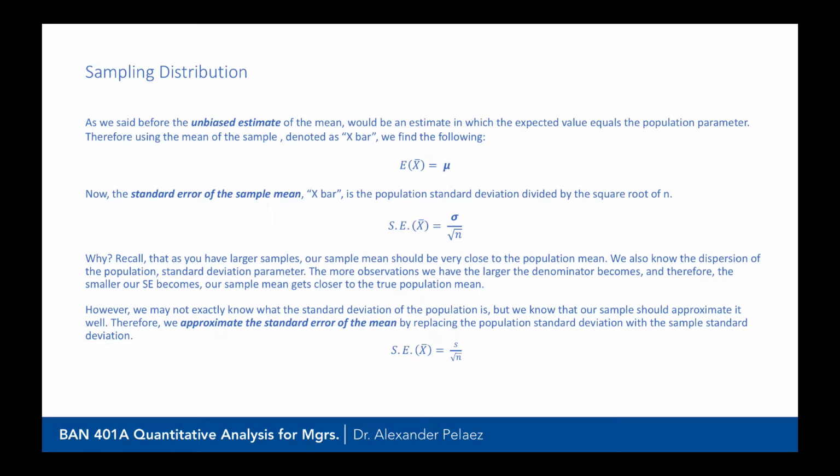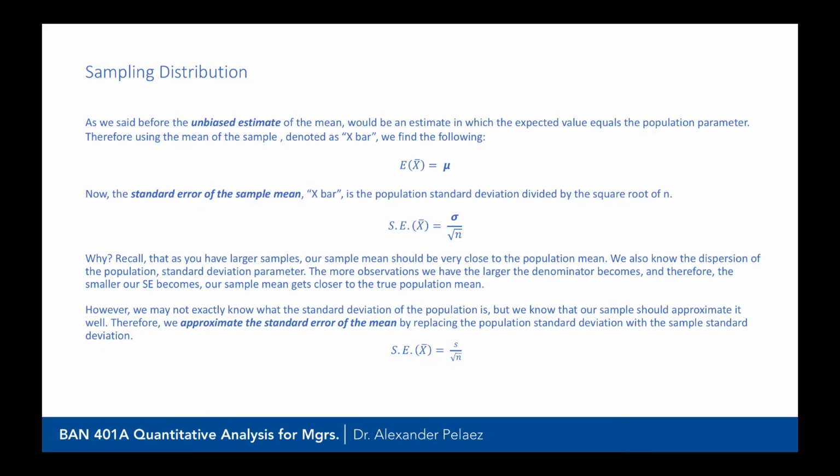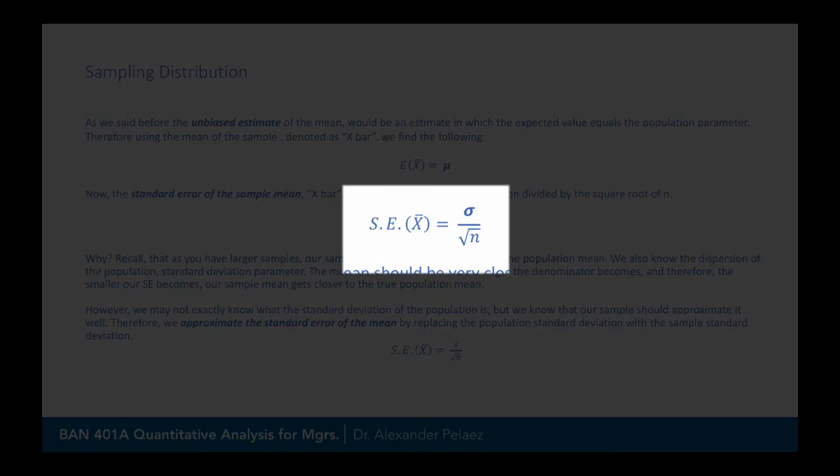As we said before, an unbiased estimate of the mean would be an estimate in which the expected value equals the population parameter. Therefore, using the mean of the sample denoted as x bar, we would find the following, that the expected value of x bar is equal to mu. Now, the standard error of the sample mean is the population standard deviation, which is denoted by sigma, divided by the square root of n.